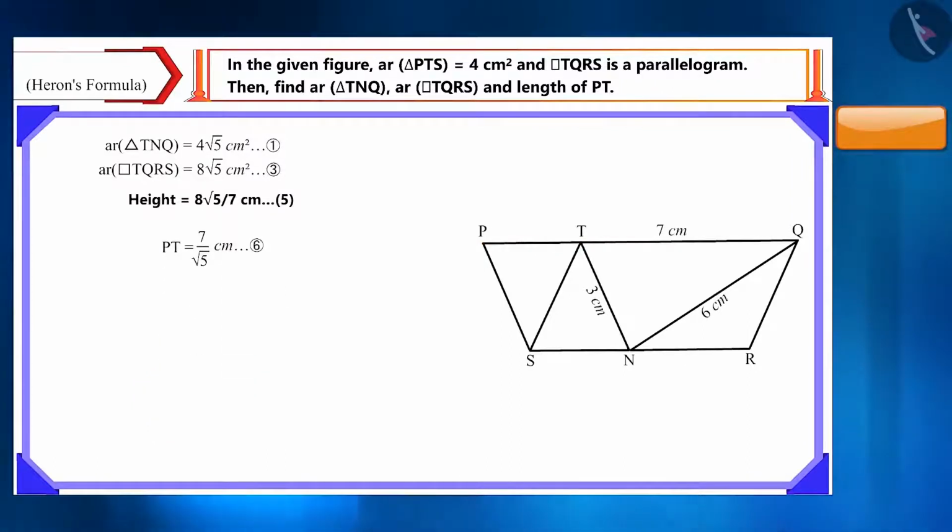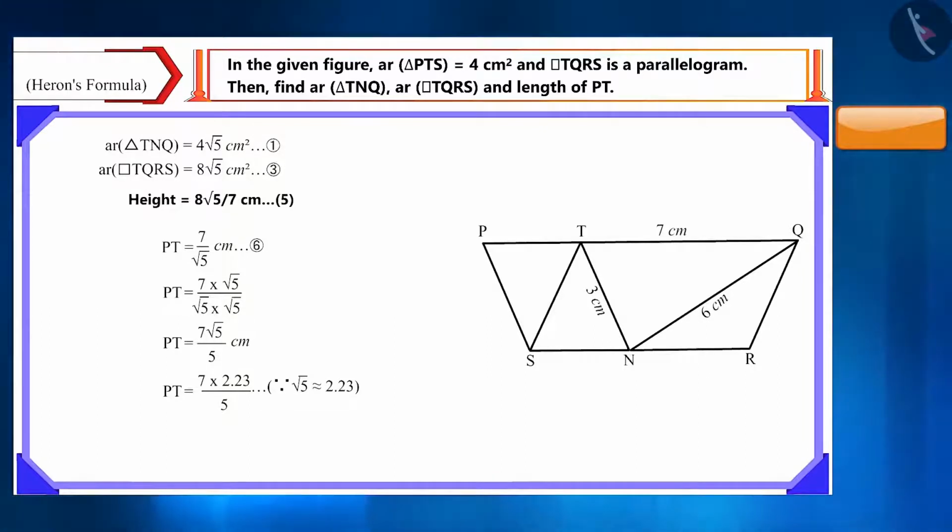Friends, you can see that its denominator has an irrational number, that is root 5. If here you substitute the value of root 5, then you will have difficulty in getting the answer. Here, we can rationalize this by multiplying the denominator as well as numerator by root 5, such that we will get a rational number in the denominator. So now, we got the length of PT equal to 7 root 5 divided by 5 centimeters.